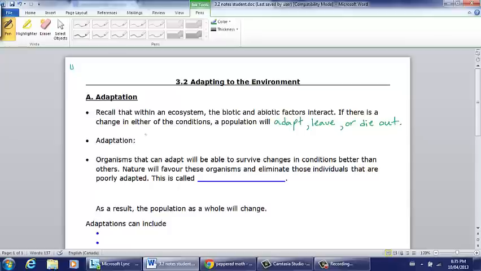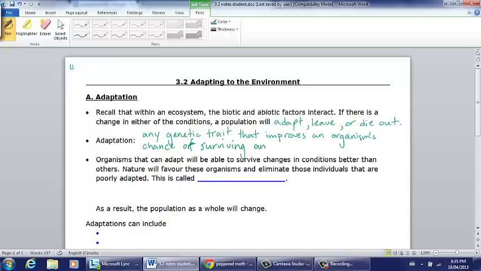An adaptation can be defined as any genetic trait that improves an organism's chance of survival. It improves its chance of surviving and reproducing. So it improves its chance of passing its traits on to the next generation.